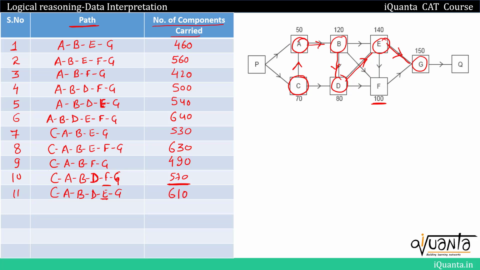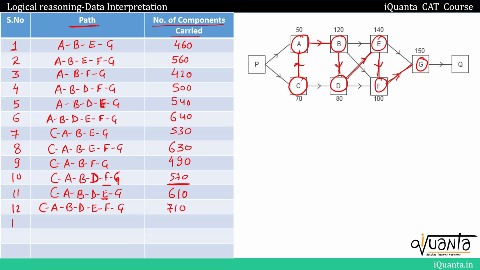Now let us try to find out another possible route. Is there a route in which he can go through all the locations? C, then A, then B, then D, then E, then F, then G. So yes, this is the route in which he is going through all the locations. It will be C, A, B, D, E, F, G. What is the sum of values of all the locations? It is 710. You can add it.